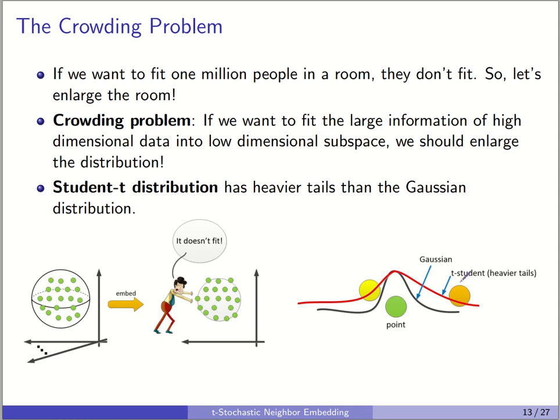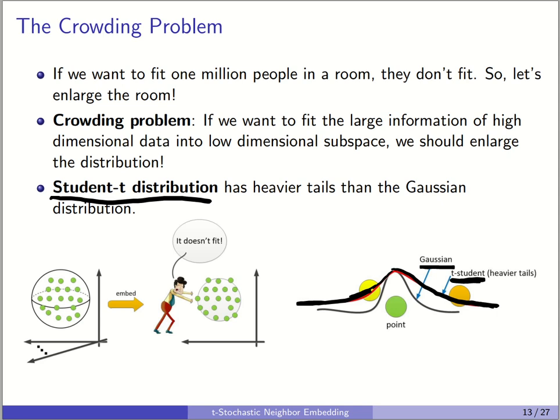student-t distribution rather than Gaussian distribution. A student-t distribution in terms of its shape is very similar to Gaussian distribution, but it has heavier tails. You can see it goes to 0 later, but Gaussian goes to 0 sooner. So it has heavier tails, and because of this, the student-t distribution is somehow enlarging the distribution. So as we enlarged the room in order to fit more people, we are enlarging the distribution in order to preserve more information in the embedded space. So let's use a student-t distribution rather than Gaussian distribution in the embedded space.